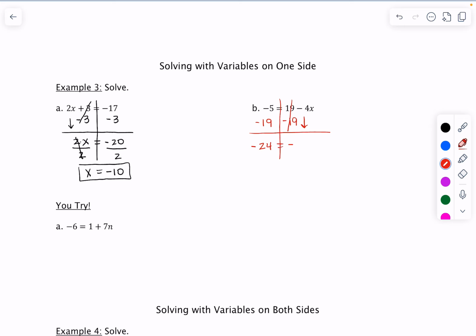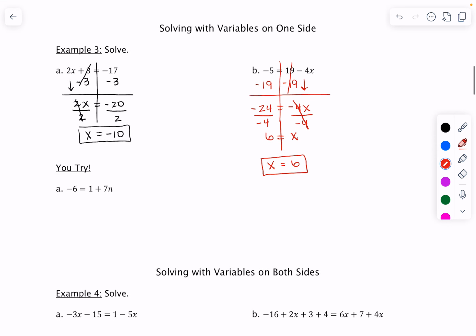Bring down that negative 4x. To get the x alone, I'm going to divide both sides by negative 4 to undo that multiplication. They cancel out, and I get x equals negative 24 divided by negative 4 is positive 6. I don't want my variable on the right side, so all I need to do is switch it and put x equals 6. 6 equals x means the same thing as x equals 6, but we want our answer to have that variable on the left.